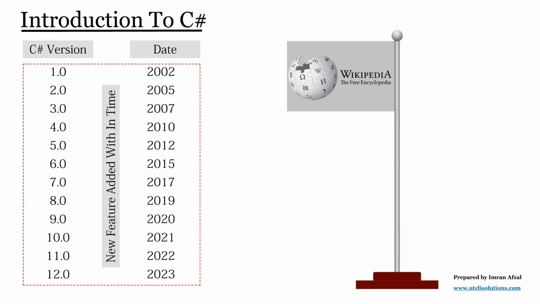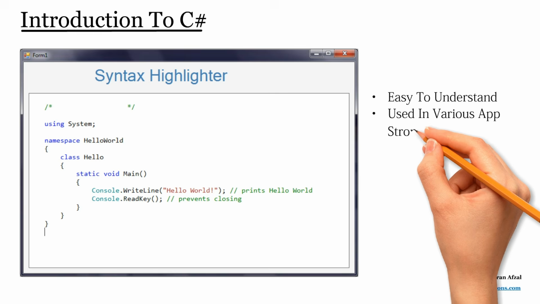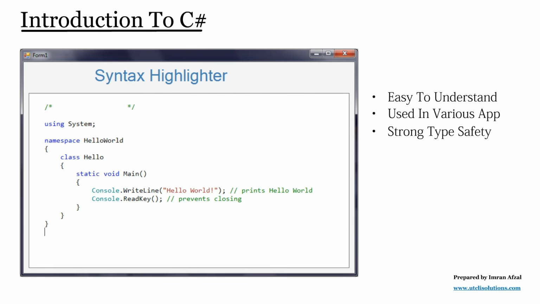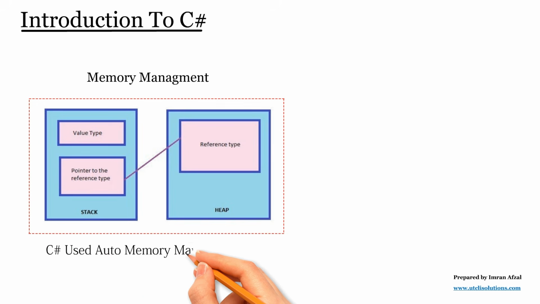developers and industry trends. Its syntax is expressive and easy to understand, making it a popular choice for developing various types of applications. It offers strong type safety, helping developers catch errors at compile time rather than runtime. C Sharp utilizes automatic memory management, relieving developers from the burden of manual memory management.